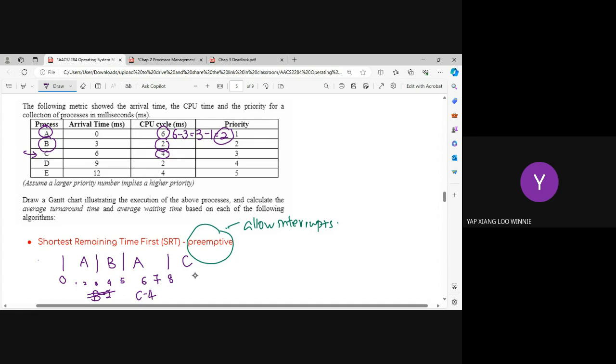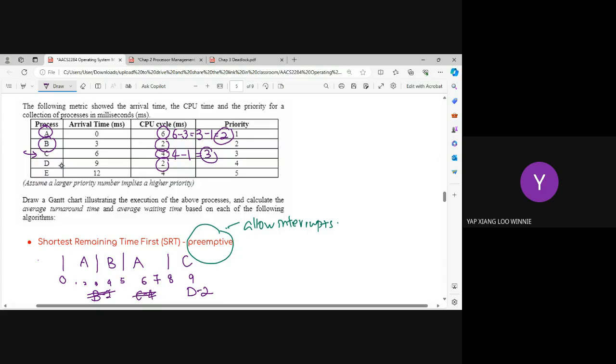Now you just continue to execute for 1 millisecond, and you see, ta-da, at 9 milliseconds, your D is here, and the CPU cycle for D is just 2 milliseconds. Now I cancel off this one, because C is here, executed for 1 millisecond already, right? Initially of 4 milliseconds, you executed for 1 millisecond already, you have 3 milliseconds left. Now you compare 3 milliseconds and 2 milliseconds.